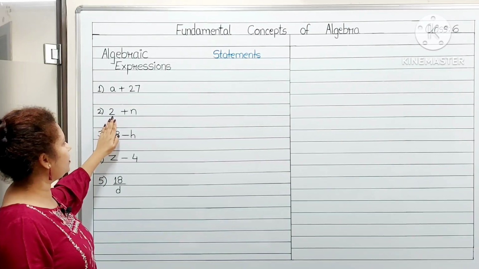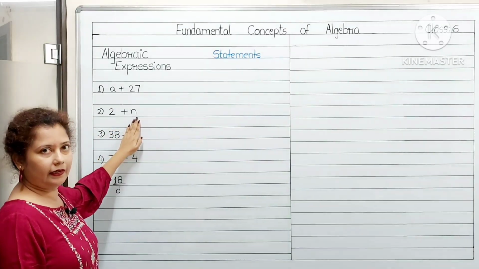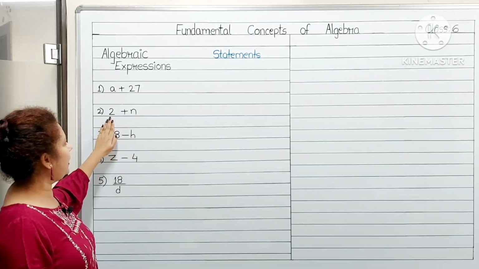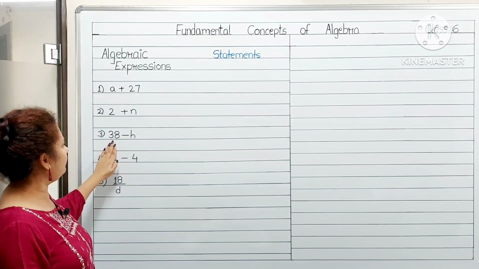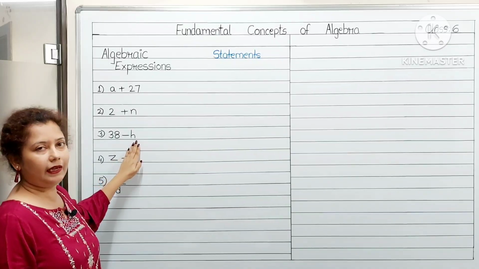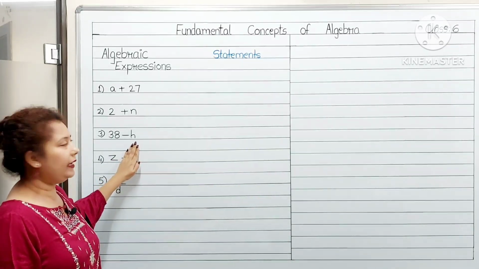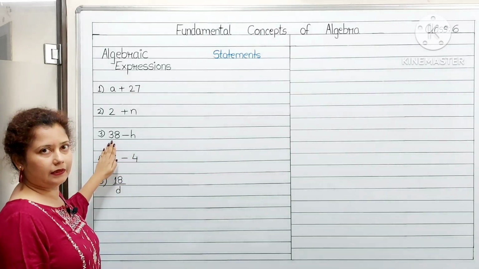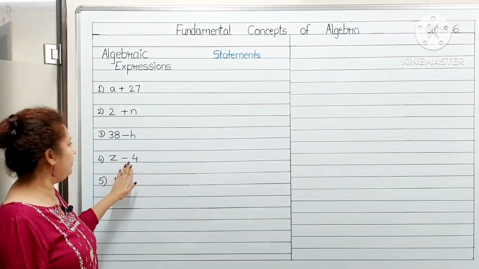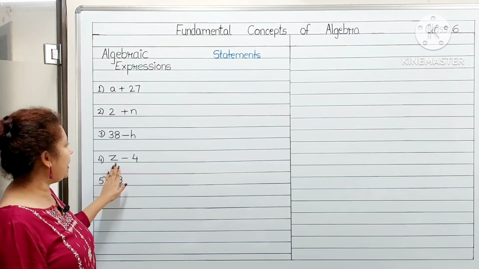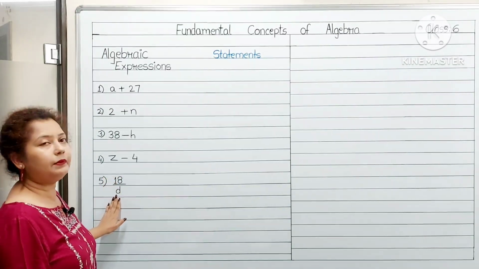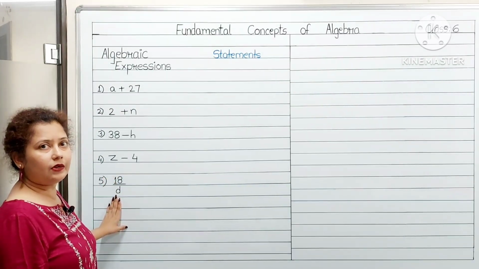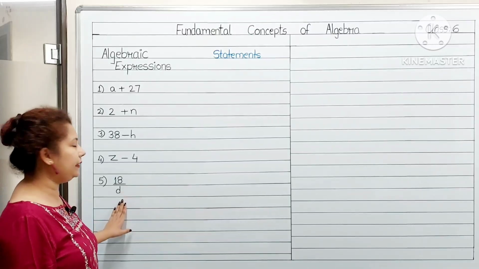Second example, 2 plus n. So increase 2 by n. Third example, 38 minus h. Subtract h from 38. Next is z minus 4. So subtract 4 from z. 18 upon d. Quotient of 18 by d.